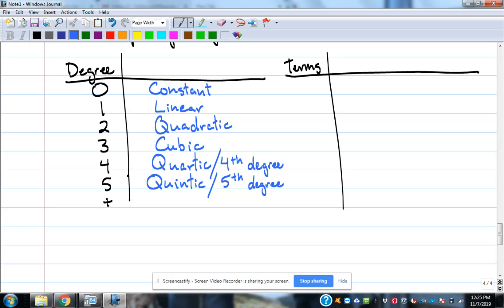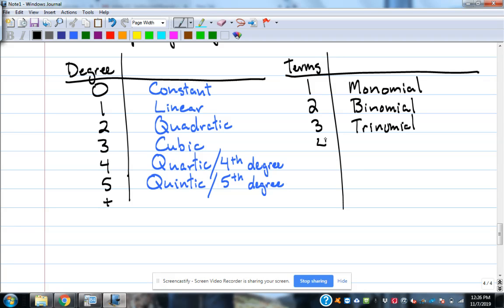Okay. Now let's look at number of terms. If there's only one term, what's it called? We already talked about it today. A monomial. M-O-N-O. If there are two terms, it's a binomial. There's three terms, trinomial. There's four terms or more, we're just going to call it a polynomial. So anything with four terms or bigger, we're just going to call it a polynomial. Okay.